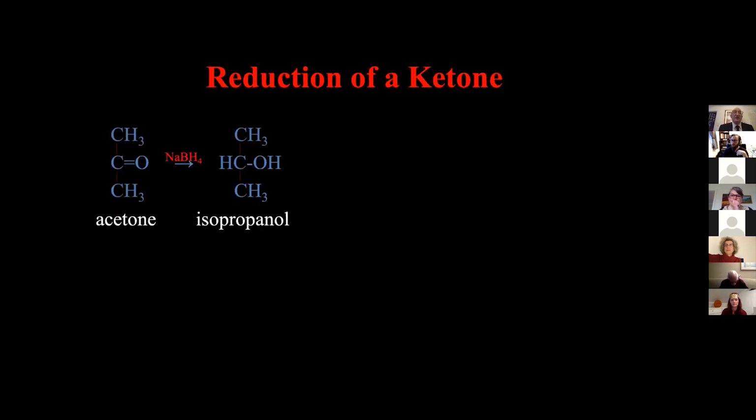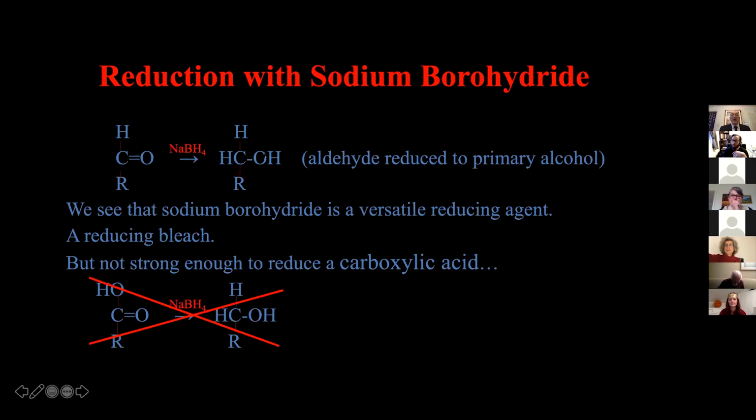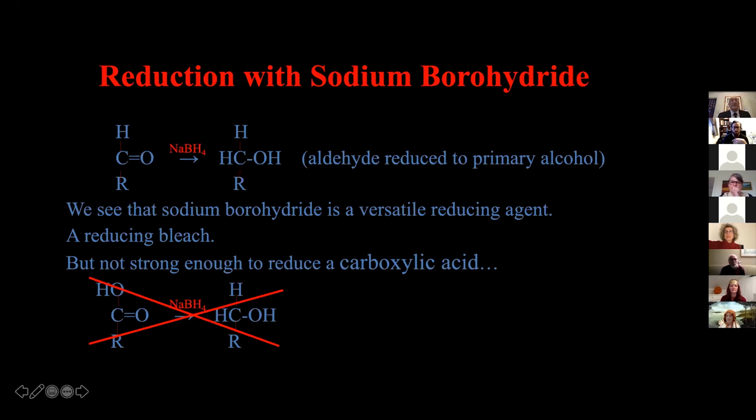We can also reduce these materials. So if we take acetone and react it with sodium borohydride, we can go back to isopropanol. So we're going from a double bond, 2 bonds to oxygen, to a single bond to oxygen. So we've reduced the number of bonds to oxygen. We can use sodium borohydride to take an aldehyde and reduce it to a primary alcohol. Again, a double bond to a single bond, so a loss of a bond to an oxygen. And we see that sodium borohydride is a very versatile reducing agent. We can even think about it as a reducing bleach.